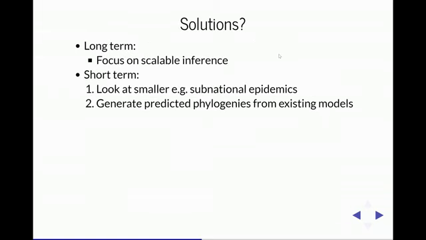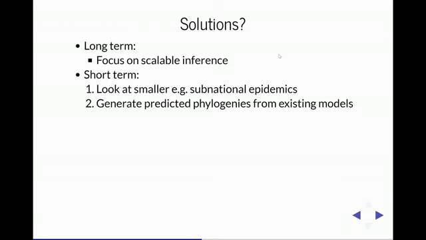So the solutions for that, in the longer term, we need to think more about scalable inference. How can we do these sorts of phylodynamic studies in real time? Not just display the data, but really glean lots of information from it. But we're in the middle of a pandemic, and there's pressure on us to come up with recommendations and insights into the data as it's generated.